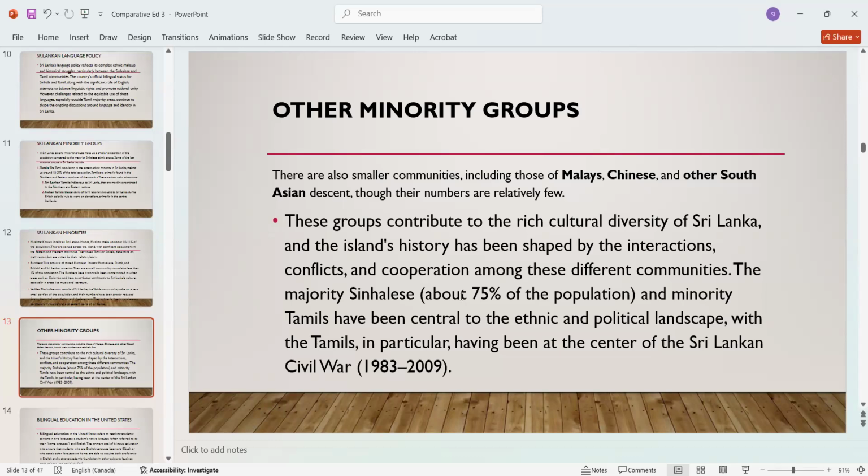And there are other minority groups, right? There are also smaller communities, including those of Malays, Chinese, and other South Asian descent, though their numbers are relatively few. So these groups contribute to the rich cultural diversity of Sri Lanka. And the island's history has been shaped by the interactions, conflicts, and cooperation among these different communities.